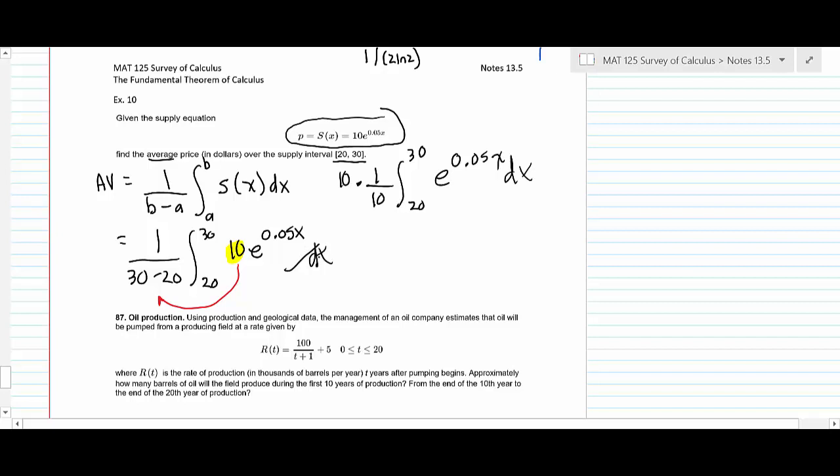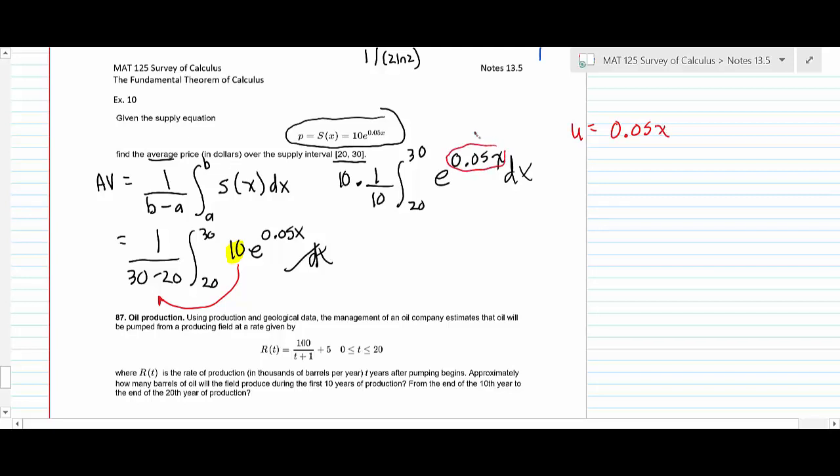Okay, the first thing is you got to know how to set it up. Now this is a U substitution. That's where some of you are struggling. That's always the way it is. What would I set U equal to? I said that a minute ago. Whatever the exponent is, exactly. So you have 0.05x. Set it equal to whatever that exponent is.